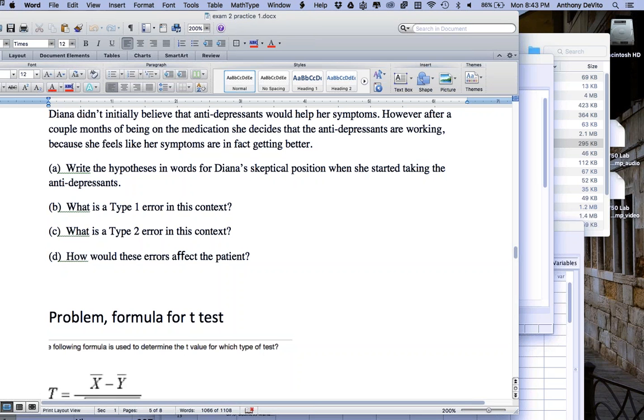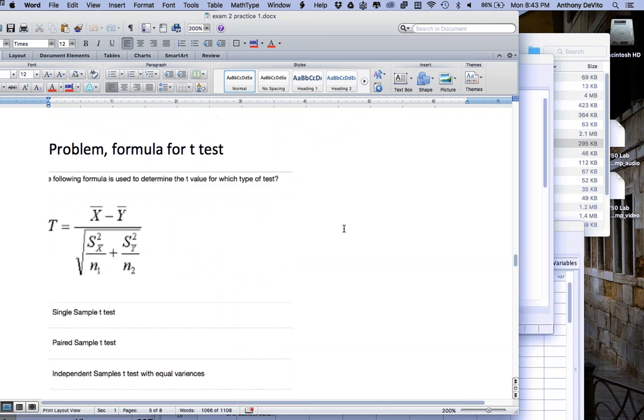Right? So type 1 errors are bad because there you're saying, nope, that the drug worked. Type 2 errors, well, I didn't have enough evidence to reject the idea that they didn't work. Not quite so bad. Okay, formula for t-test.